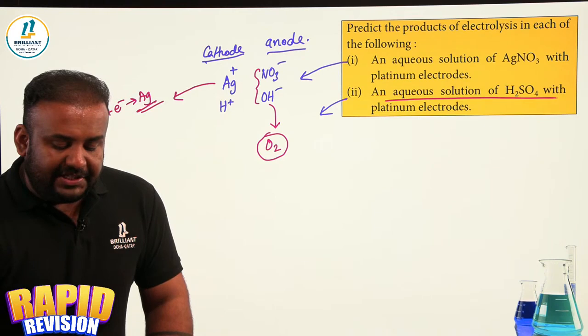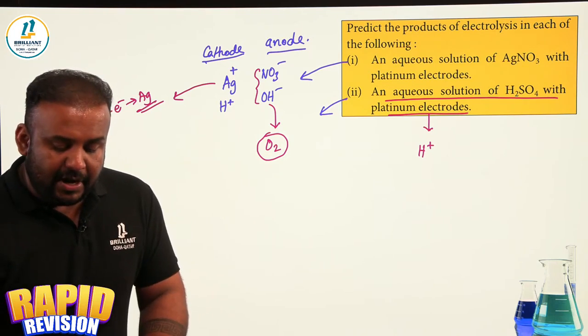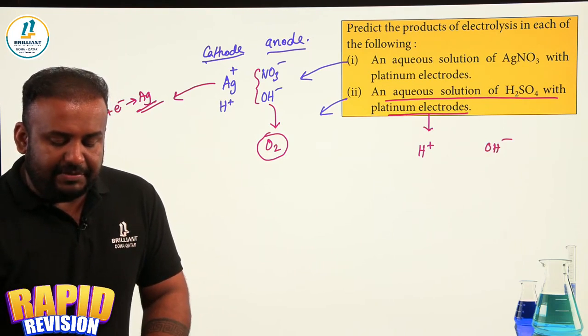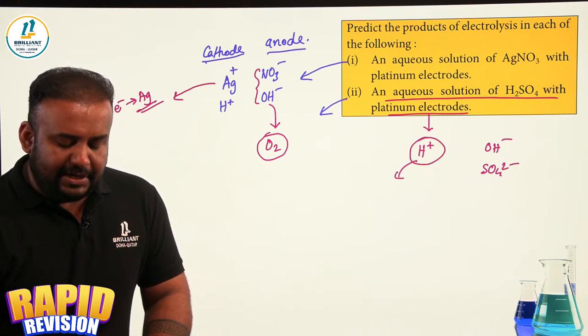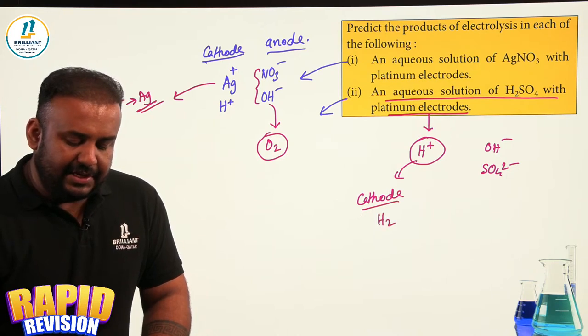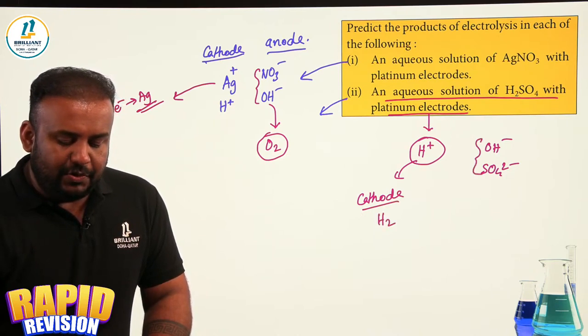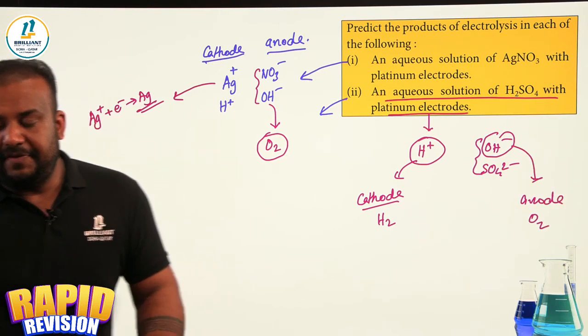An aqueous solution of H2SO4 with the platinum electrode. Aqueous solution of H2SO4 has H plus ions only as the cation, and then as anions you have OH minus and sulfate. Come on, easy. At the cathode there is none other than hydrogen. So at the cathode you will have hydrogen released, and at the anode among these two, who will go? OH minus. Is that clear to everyone?